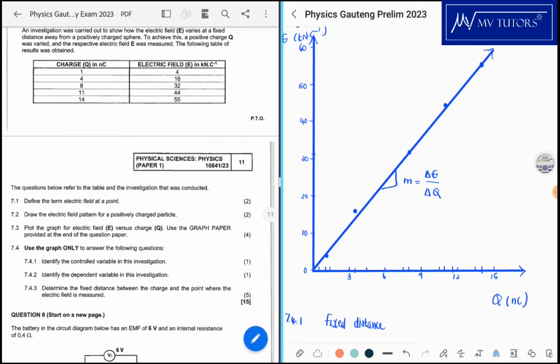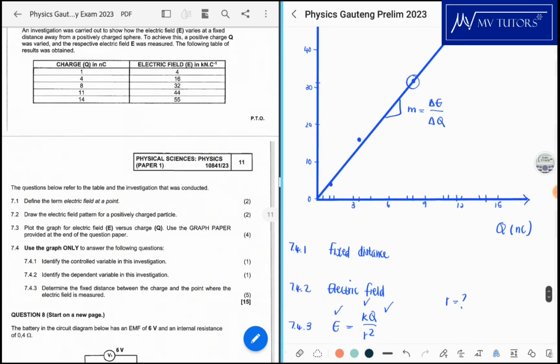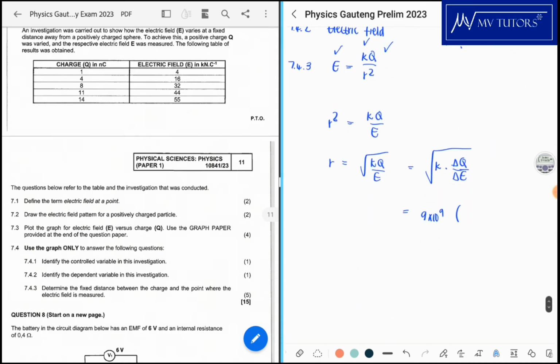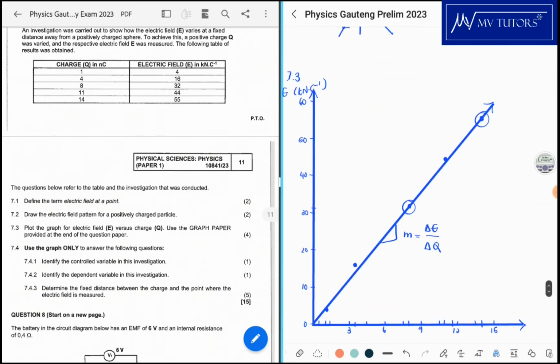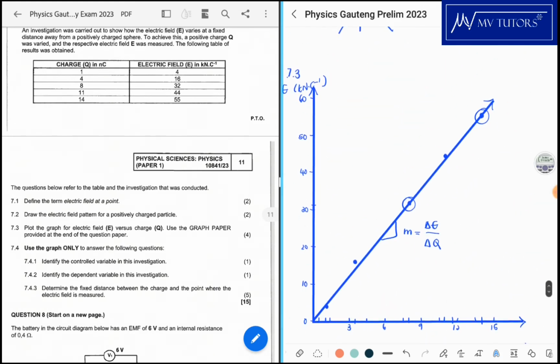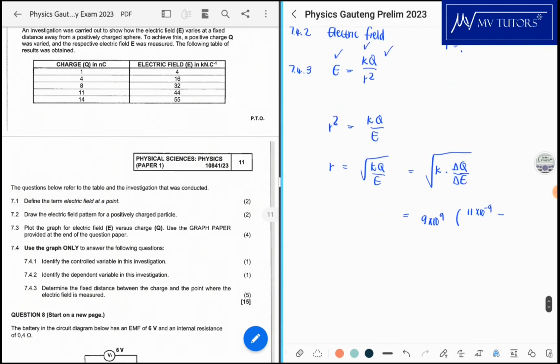It is, what is it, 11, or rather 8 and 14. Okay, so let's just choose these 2 values over here. Okay, so for our delta Q, we're going to go with 11 times 10 to the power negative 9, minus 4. No, what did I choose? I chose 8 and 14, not 11. Okay.